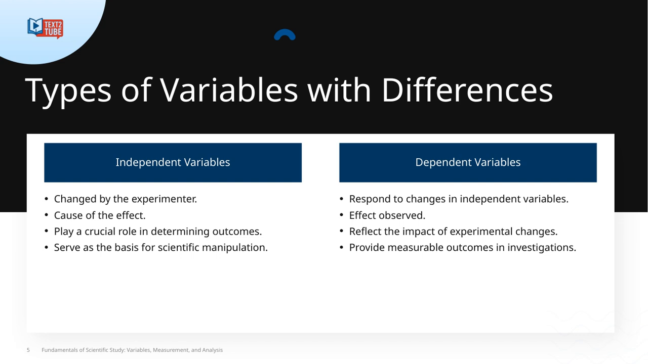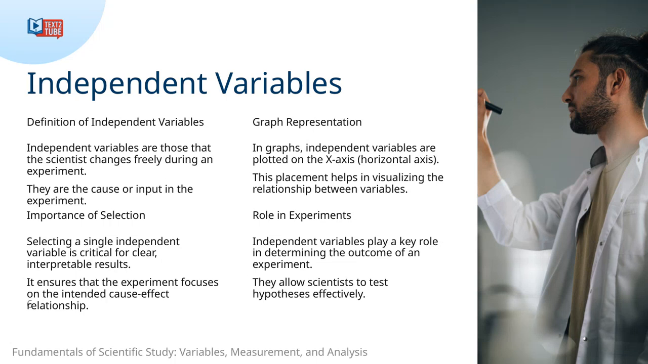This clear distinction helps us design experiments effectively and interpret our results accurately. By understanding these relationships, we can better grasp how experiments reveal cause and effect connections, which is at the heart of scientific investigation. Now let's talk about independent variables, which are a fundamental part of scientific studies.